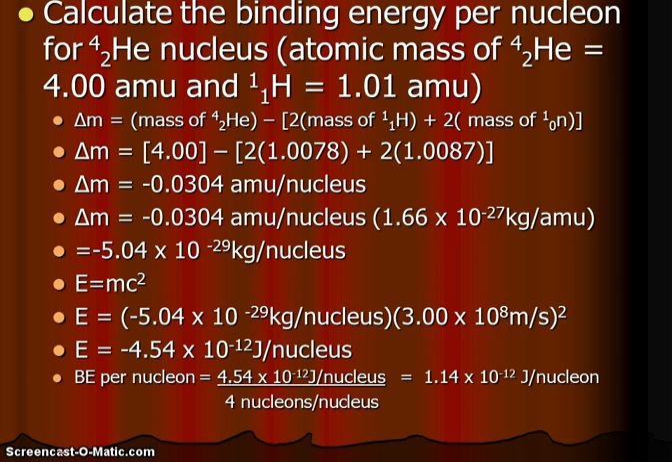And then the question actually wanted us to solve for the binding energy in terms of nucleons. So we would take that 4.54 times 10 to the minus 12 joules per nucleus and divide it by 4 nucleons per nucleus, because when we look at helium, it has 2 protons and 2 neutrons. And that'll give us 1.14 times 10 to the minus 12 joules per nucleon.